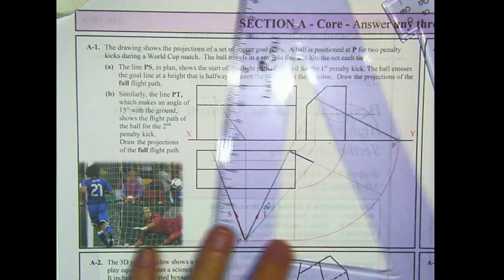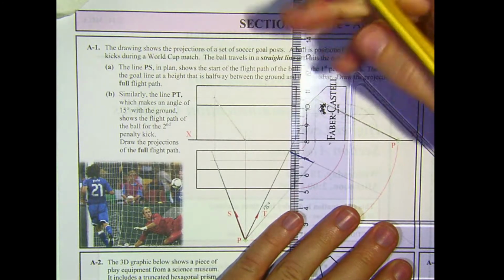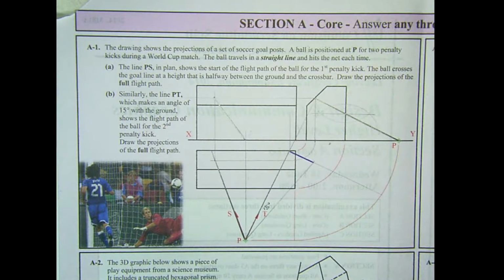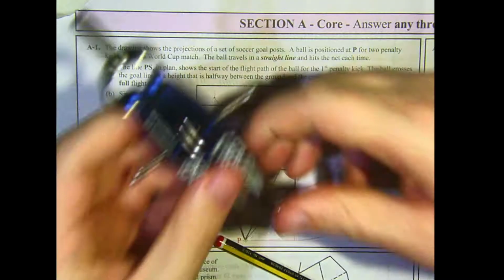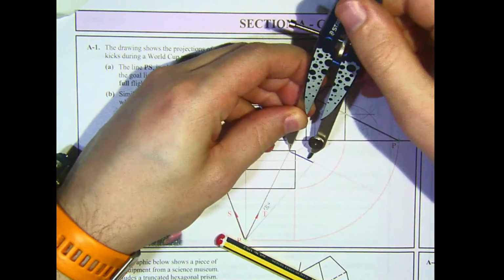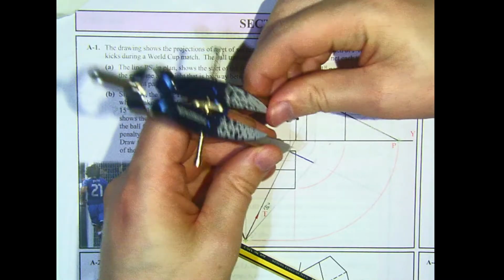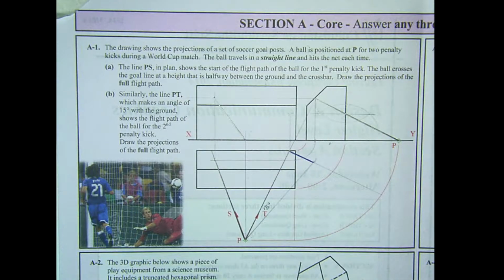So we can locate this now up in the elevation. It hits the back of the net here, so it's going to be directly above it, and it is this height. This is the height that we need. That's the 15 degrees. So measuring that from the XY line gives us the height that the ball is when it hits the back of the net.